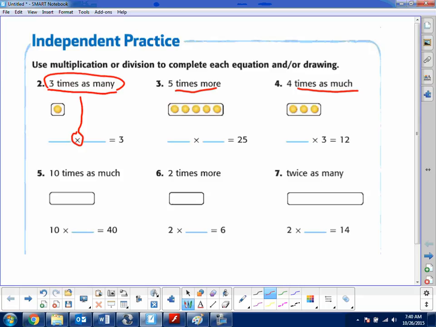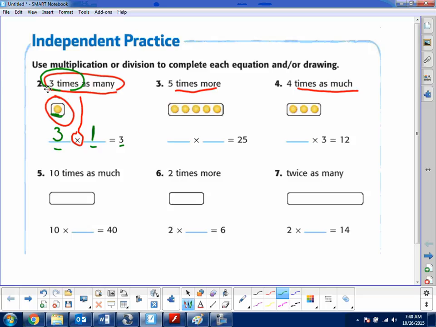So, taking a look at number 2 right here. It says 3 times as many as this right here. Well, first off, we got to look and see what's inside the problem. It says 3 times. So we just think to ourselves, okay, 3 times as many as this number right here. Well, how many is right there? Well, there's only 1. So that means it's 3 times 1 equals 3.